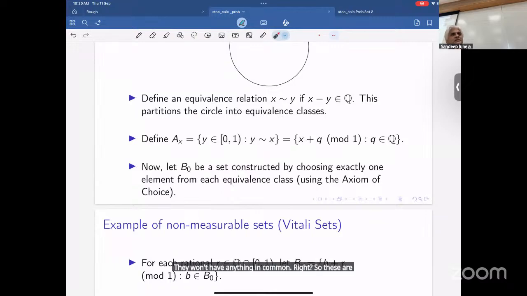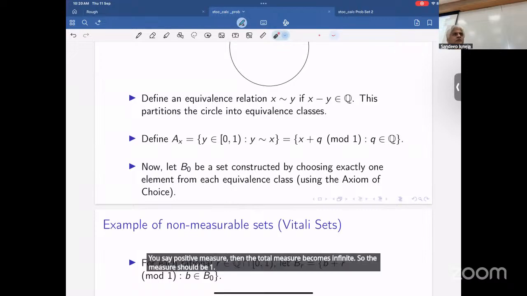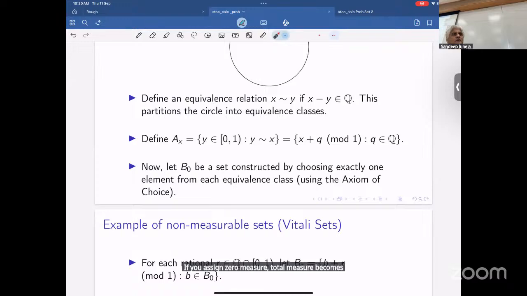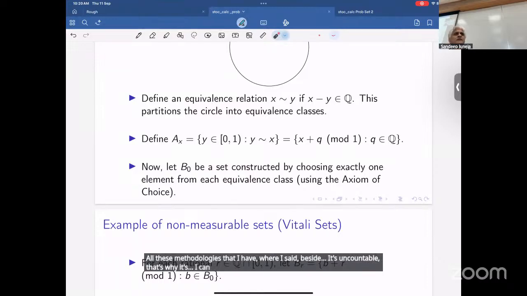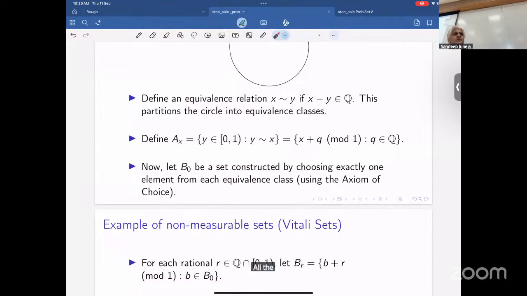So these are non-measurable sets now. Because I have countably many sets, I don't know what measure to assign to them. If you say positive measure, then the total measure becomes infinite. Total measure should be 1. If you assign 0 measure, total measure becomes 0. So I can't assign measure to these sets. I can give you uncountable sets where I can assign measure: all the points between 0 and half. That's an uncountable set, measure is half. This is a very special set that I've constructed. Why can we not assign measure to it?